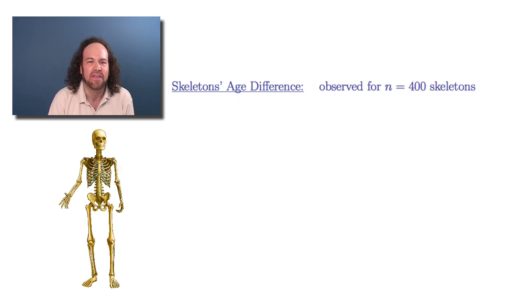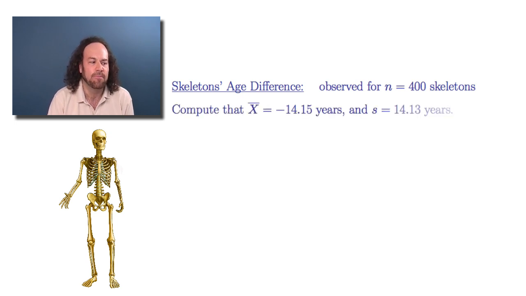For another example, let's go back to our old friends, the skeletons, once again. Now, remember with the skeletons, we had the age difference between their estimated age and their true age. We had this observation for 400 different skeletons. And in that case, we computed that x bar, the sample average of the difference between the estimated minus the actual age, was equal to 14.15 years. And the corresponding estimate of standard deviation, S, was equal to 14.13 years. It's just a coincidence that those two numbers are so similar.